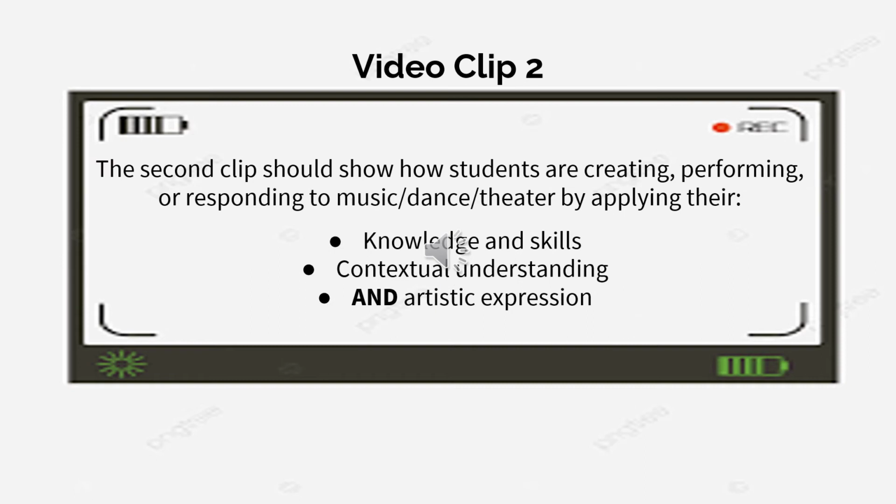So in your second video clip, this is where you show how students are actually applying this information that you taught by doing this, right? By creating, performing, or responding to either music, dance, or theater. And you have to show them using the 3 things that you taught before: the knowledge and skills, the contextual understanding, and some kind of artistic expression.